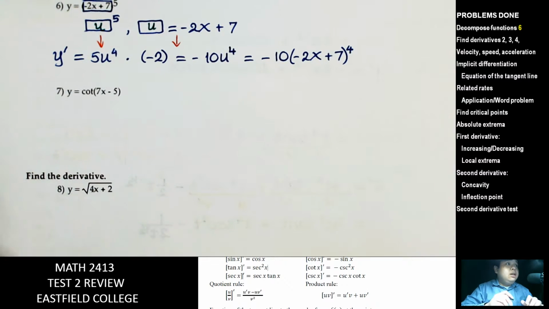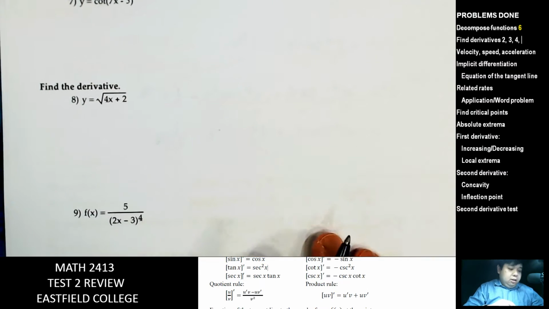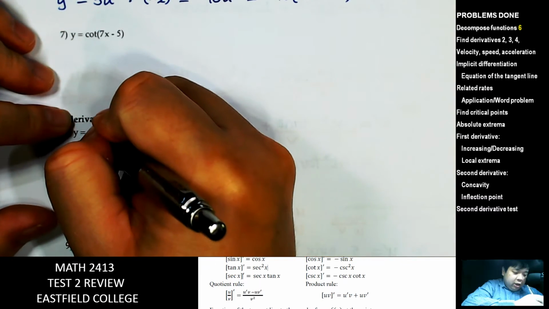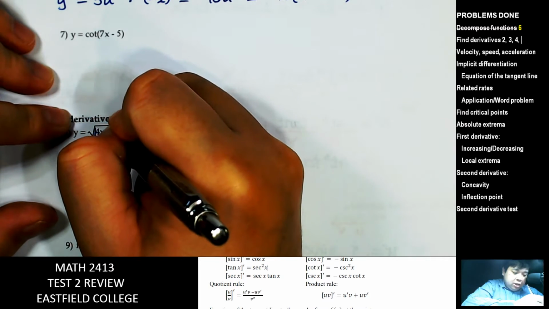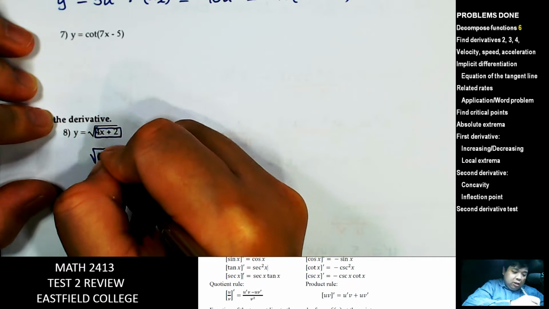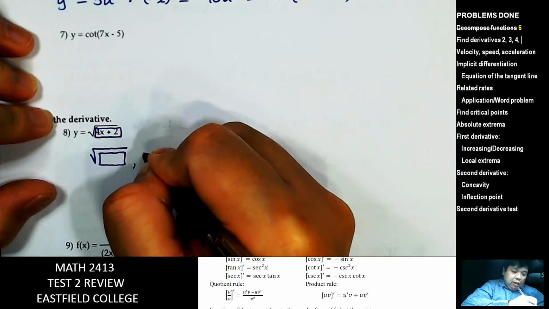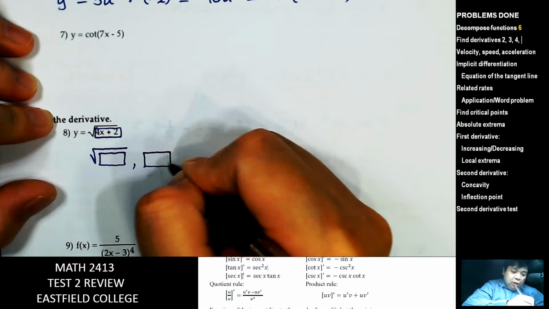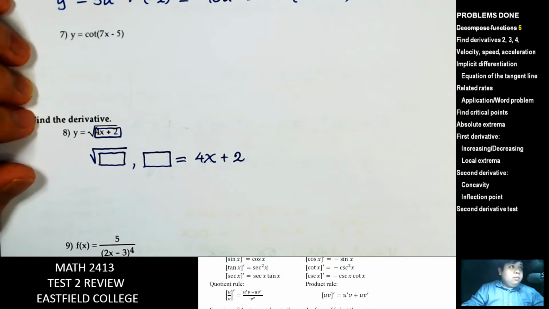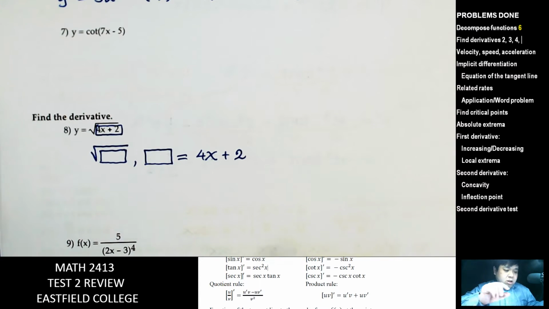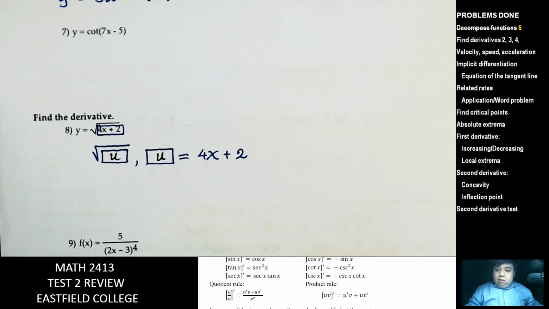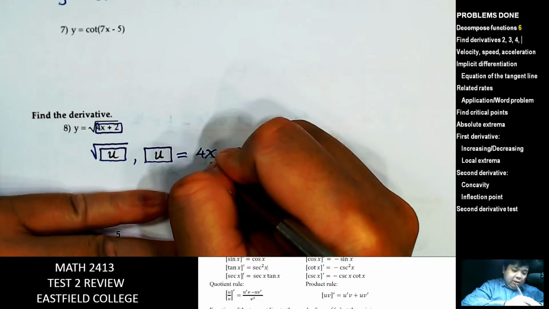Let's look at 8. Right, find the derivative of this. We're going to use the chain rule on this one. I put a box around 4x plus 2. So this function will decompose into square root of the box, and the box equal to 4x plus 2. Let's label the box u. Right. Then we can take the derivative.